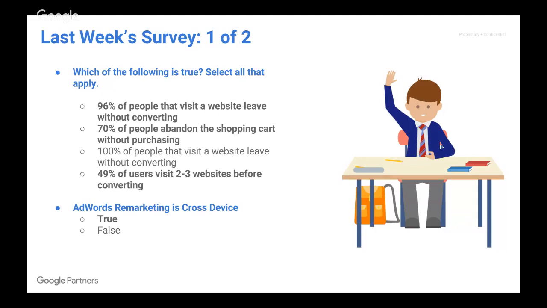So last week's survey, thanks again. A lot of people filled it in. We asked you which of the following is true, select all that apply. And I'm not going to spend much time here because everyone got it right. So we said that 96% of people that visit a website leave without converting, 70% of people abandon their shopping cart without purchasing, and 49% of users visit 2 or 3 websites before converting. These are really important numbers to justify the importance of remarketing.